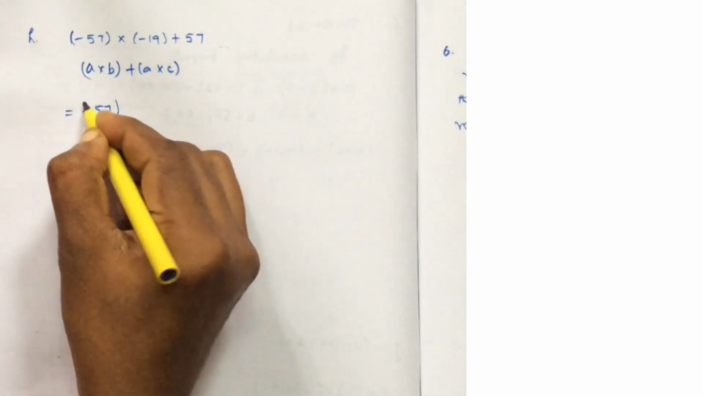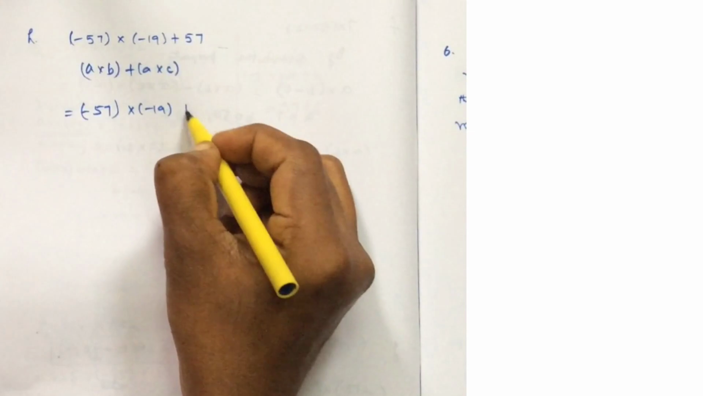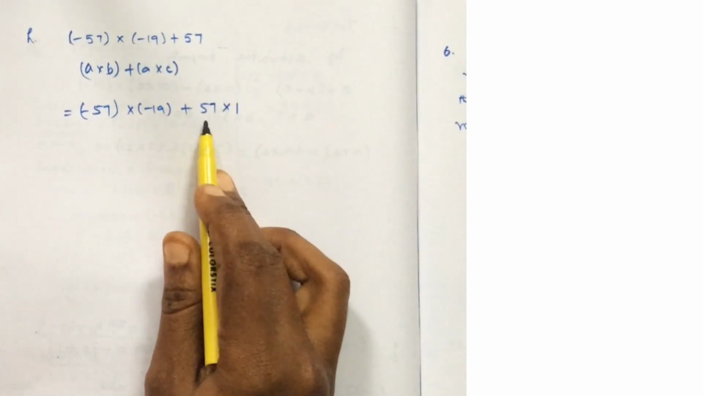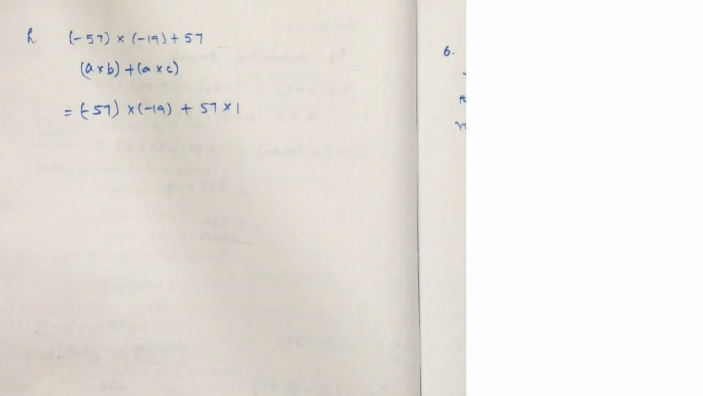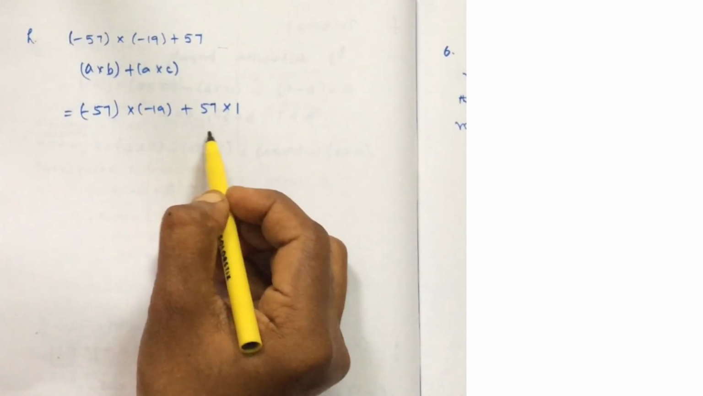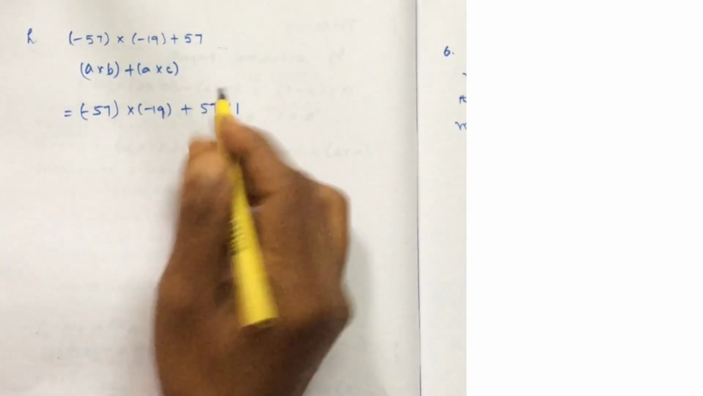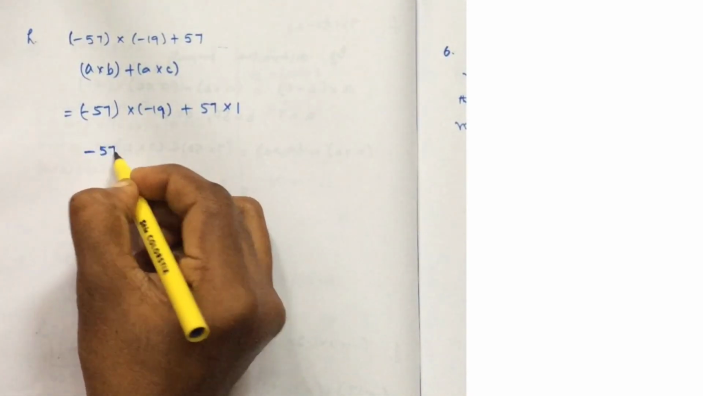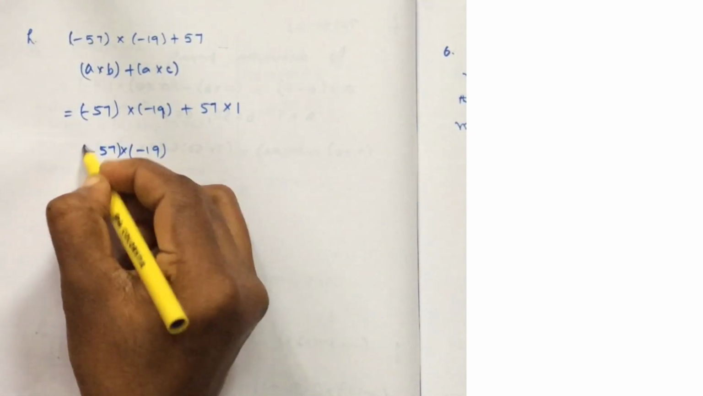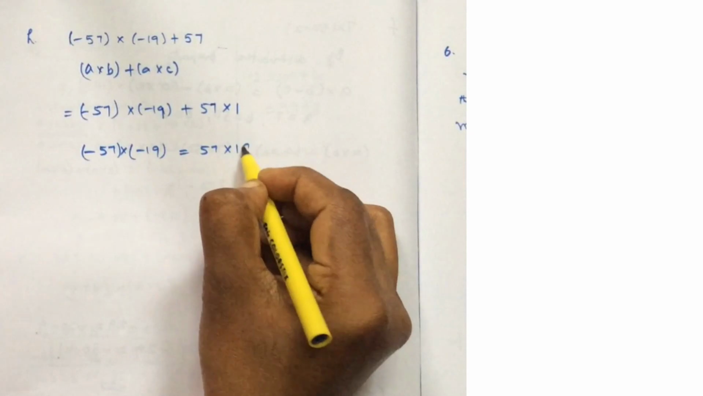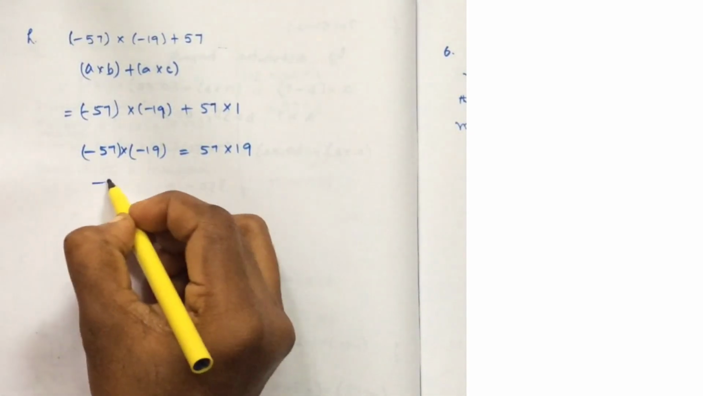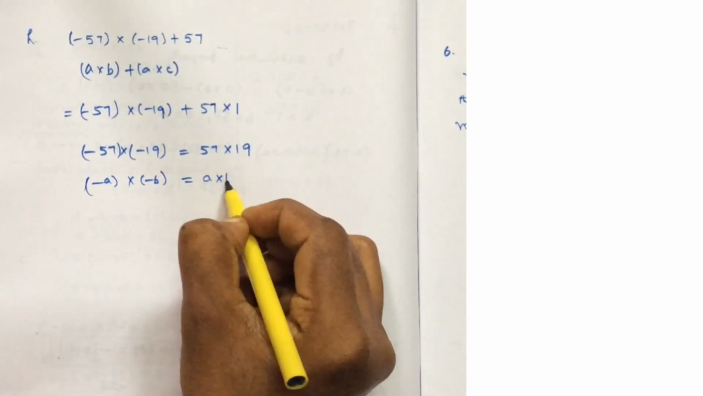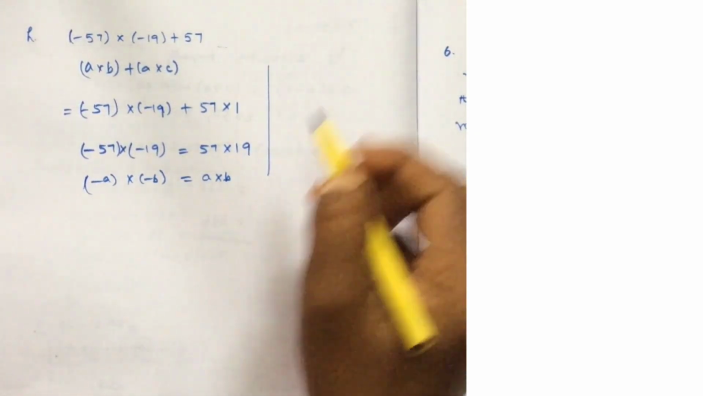minus 57 multiplied by minus 19 plus 57 multiplied by 1. Okay, 57 is equal to 57 multiplied by 1. 57 ones are 57. So now I got a multiplied by b plus a multiplied by c. But here a is negative and here a is positive. But we know minus 57 into minus 19 is the same as 57 into 19, because last class we studied minus a multiplied by minus b is equal to a multiplied by b.